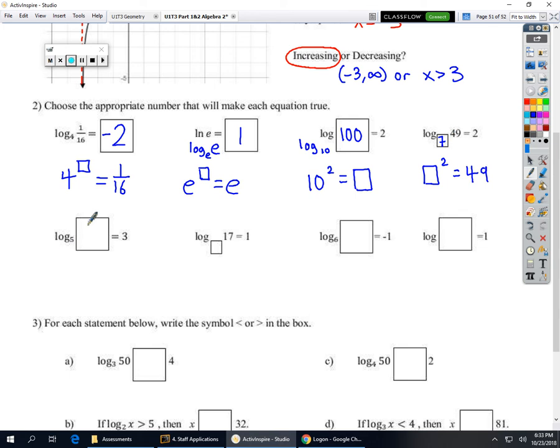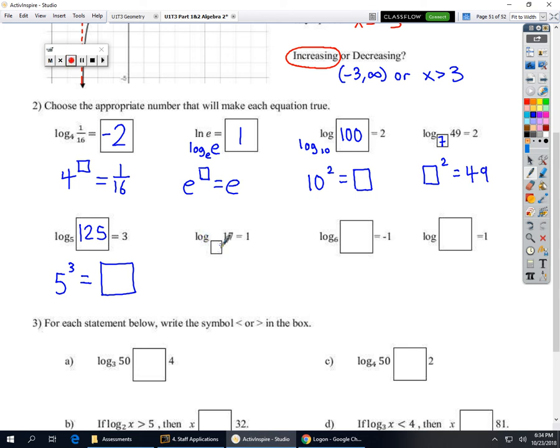Log base 5 of something equals 3. The equivalent exponential form is 5 to the power of 3 equals what? 5 cubed. 5 times 5 times 5, that is 125. Right?